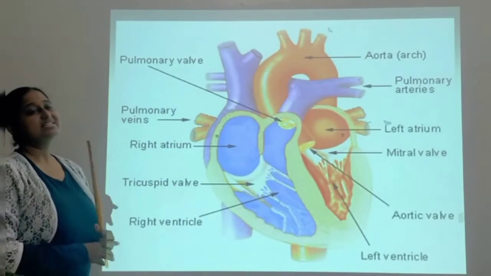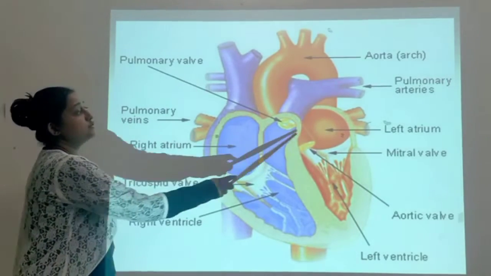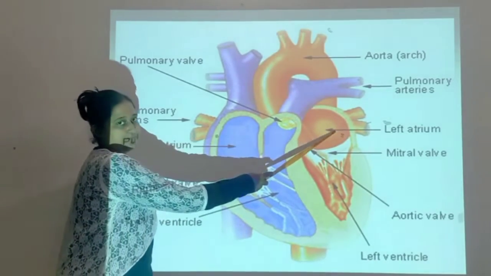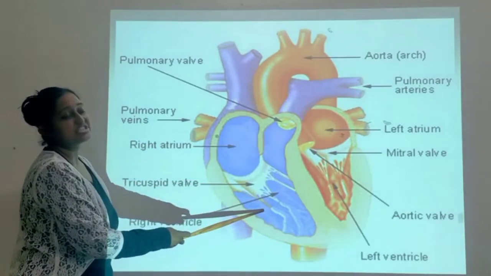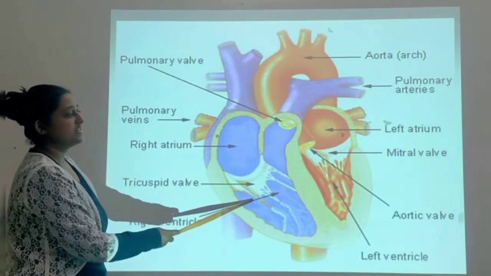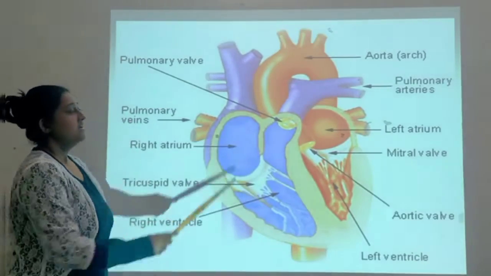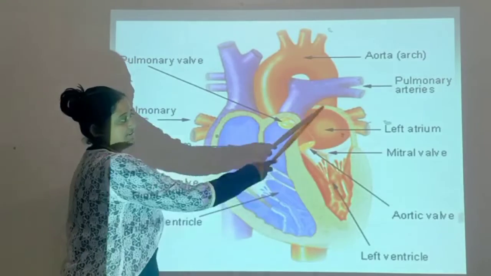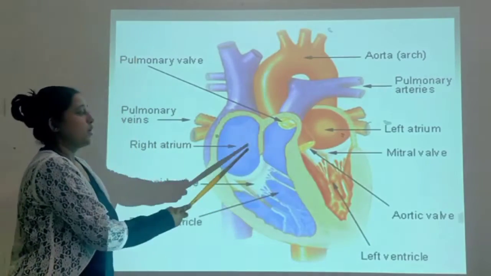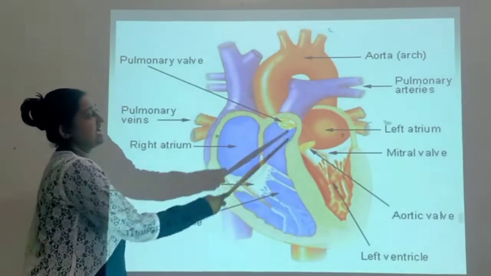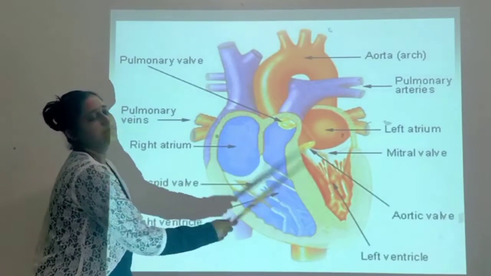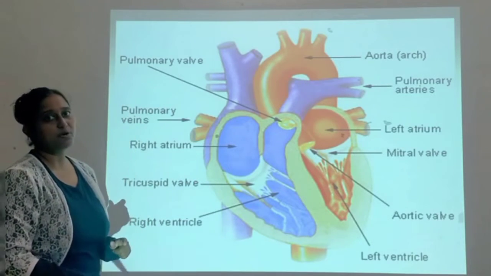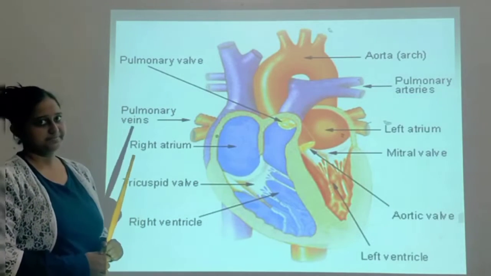So now we'll see the chambers. The upper two chambers are termed as atria, the right atrium and left atrium. The lower two chambers are termed as ventricles, the right ventricle and left ventricle. This is termed as the right side of the heart and this is termed as the left side of the heart. The right side and left side of the heart are divided by a layer which is termed as the septum. This layer prevents the mixing of the oxygenated and deoxygenated blood.